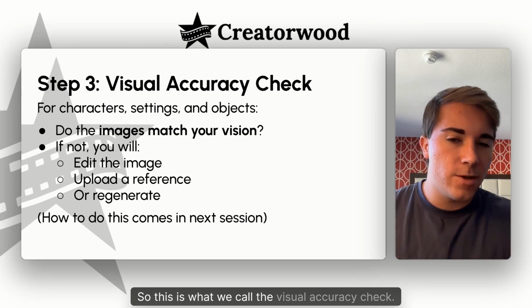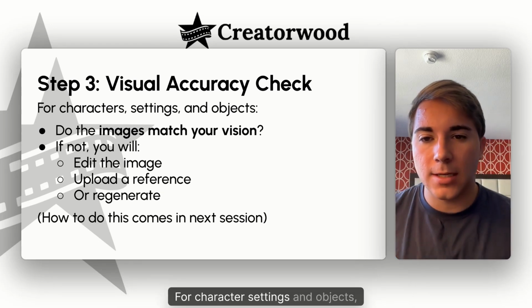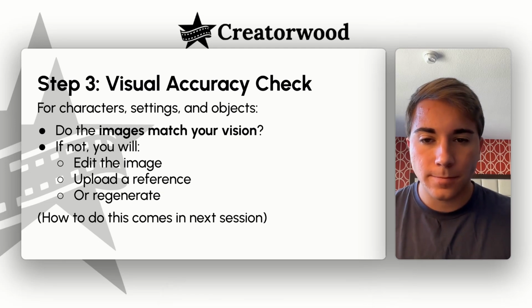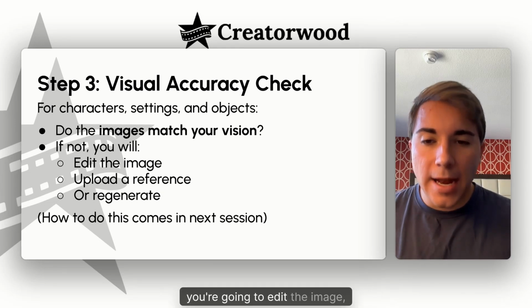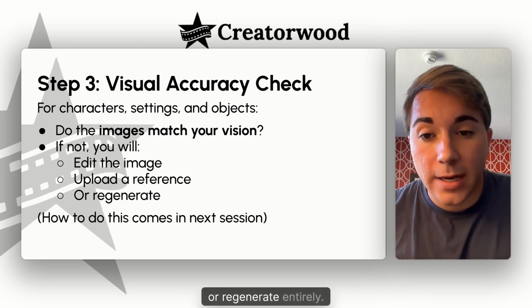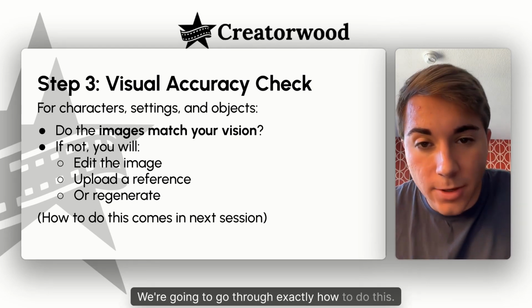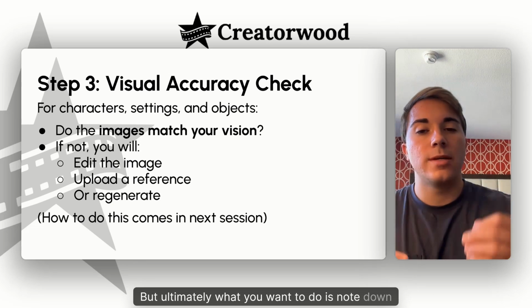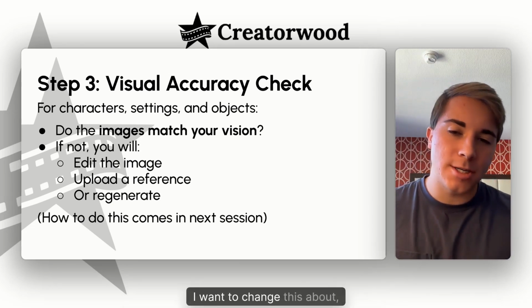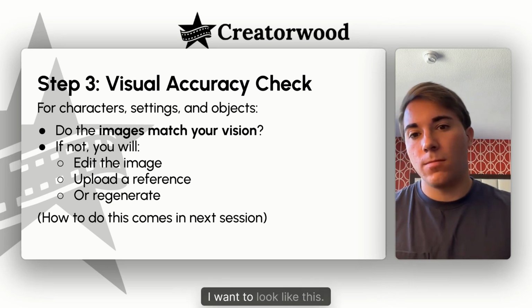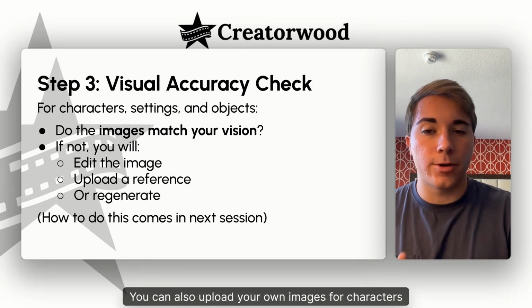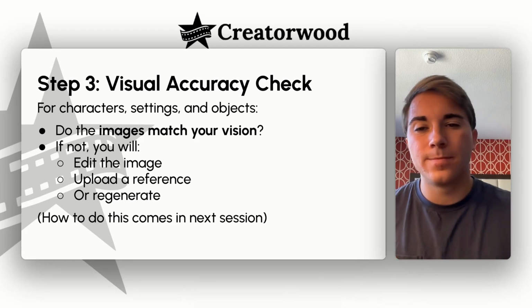So this is what we call the visual accuracy check. For character settings and objects, ask yourself, do the images match your vision? If not, you're going to edit the image, upload a reference image, or regenerate entirely. We're going to go through exactly how to do this, but ultimately what you want to do is note down now, yeah, this character, I want to change this about. This character, I want to change this about. Or this setting, I want to look like this. You can also upload your own images for characters or settings as well, which is also really helpful.